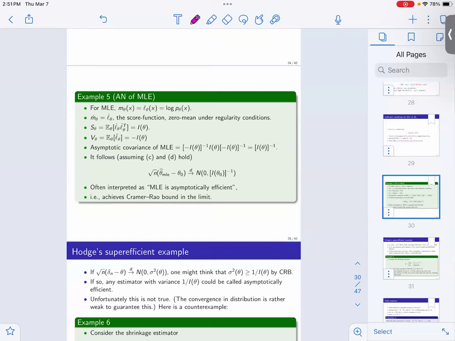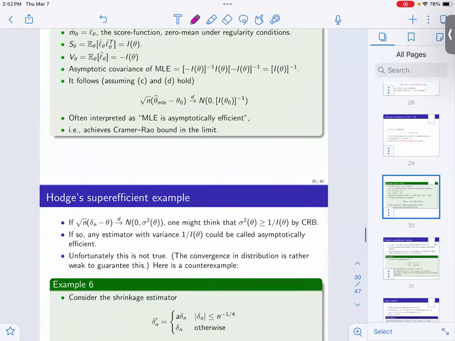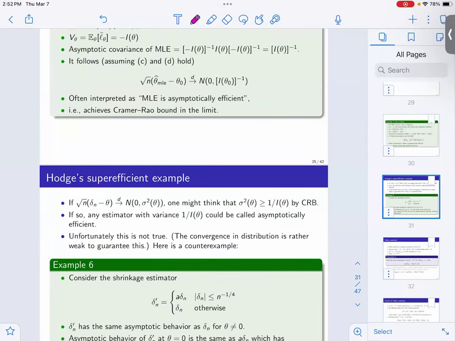So that's the conclusion that we got for the MLE. One of these matrices is I, the other is negative I, and I get that the MLE is asymptotically efficient. This is the punchline, which you all should know. The argument is interesting, but to a lesser degree. It's just a Taylor expansion argument, and the majority of classical statistics runs on Taylor expansion. What this is saying is that it asymptotically achieves the Cramér-Rao bound.